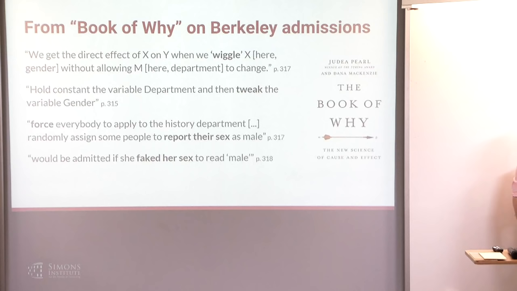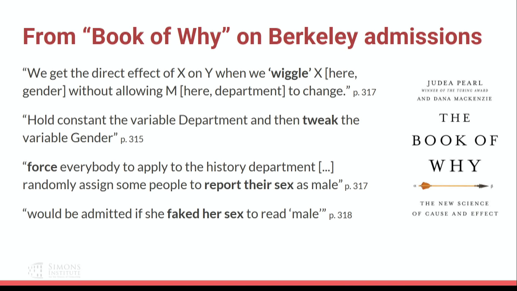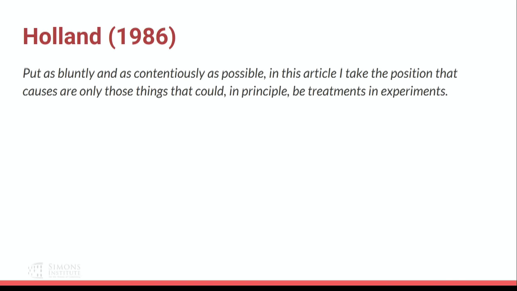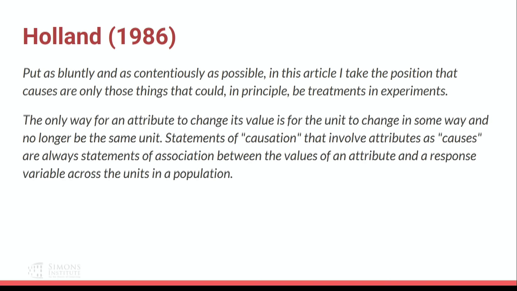But it's pretty clear that wiggling, tweaking, misreporting, and faking doesn't seem to be a robust basis for talking about sensitive categories in causal modeling, okay? And so that's why some people in the causal community say we can't do that stuff at all. We can't talk about gender or race as causes, okay? And maybe the first articulation of this viewpoint was Holland in 1986, who wrote, put as bluntly and contentiously as possible in this article, I take the position that causes are only the things that could, in principle, be treatments and experiments, okay?